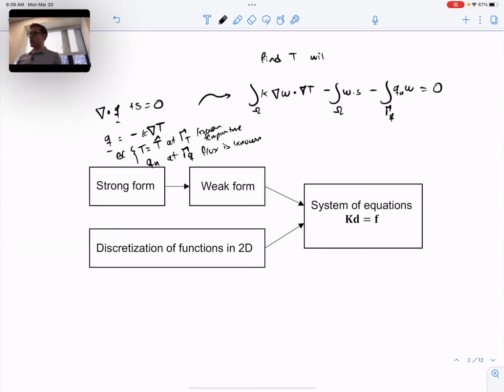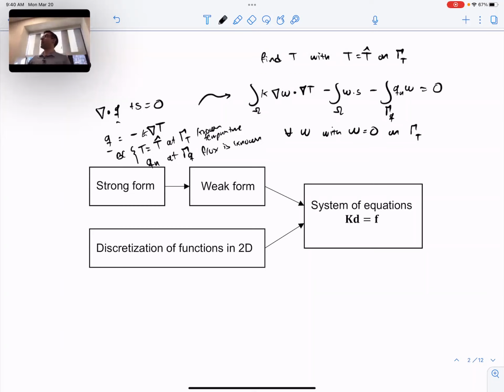Find T with T equals T hat on gamma T for all W with W equals 0 on gamma. So that is the weak form for the heat transfer problem. Again, for this heat transfer problem, the strong form is divergence of the flux plus source term equals 0. The flux is minus the gradient of the temperature scaled by the conductivity, with boundary conditions of two types. You either know the temperature, that's the essential boundary condition, or you know the flux, that's the natural boundary condition.